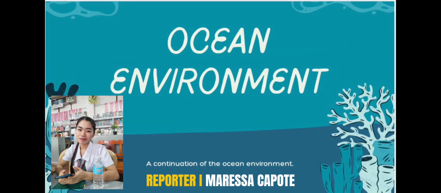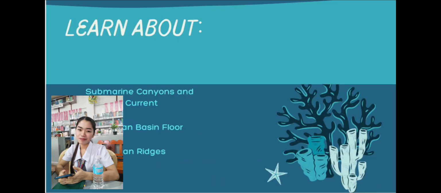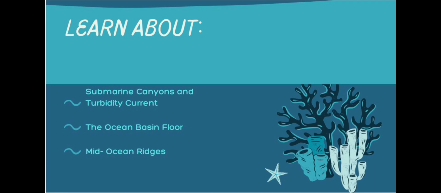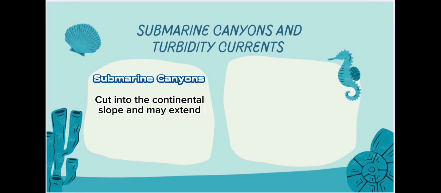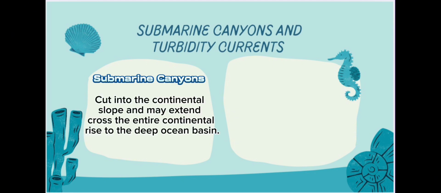A continuation of the ocean environment. Learn about the submarine canyons and the turbidity currents, the ocean basin floor, and the mid-ocean ridges. So let's proceed to the submarine canyons and the turbidity currents. So what are submarine canyons? They are cuts into the continental slope and may extend across the entire continental rise to the deep ocean basin.